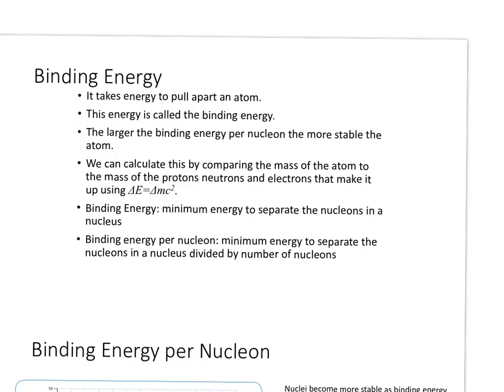You can calculate this by comparing the mass of the atom to the mass of the protons, neutrons, and electrons that make it up, using delta E equals delta m c squared. The definition of binding energy is the minimum energy required to separate the nucleons in a nucleus. The definition of the binding energy per nucleon is the minimum energy to separate the nucleons in a nucleus divided by the number of nucleons.